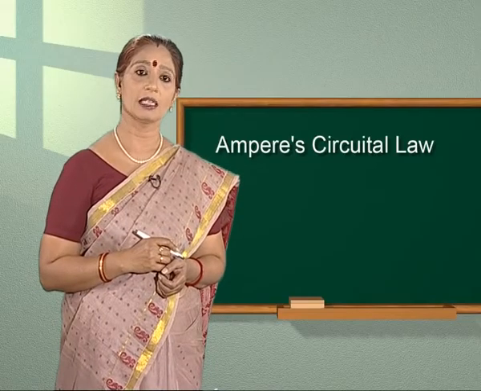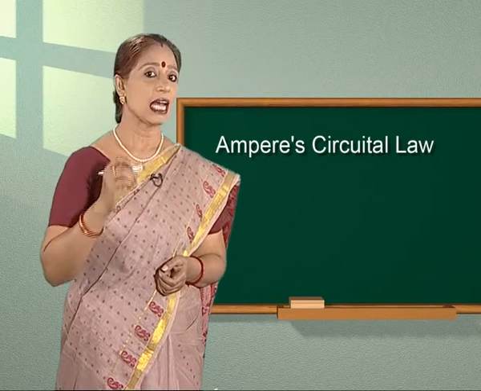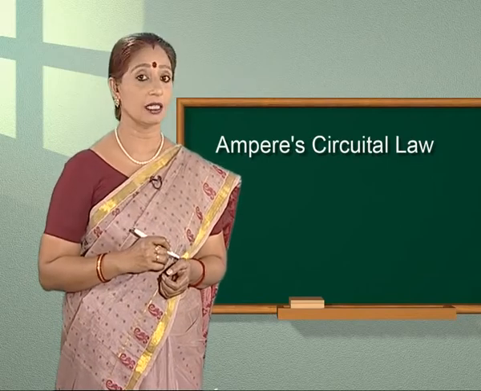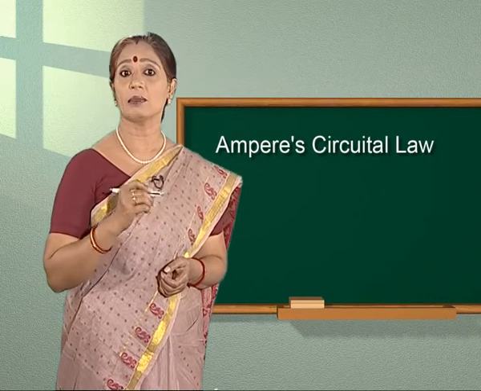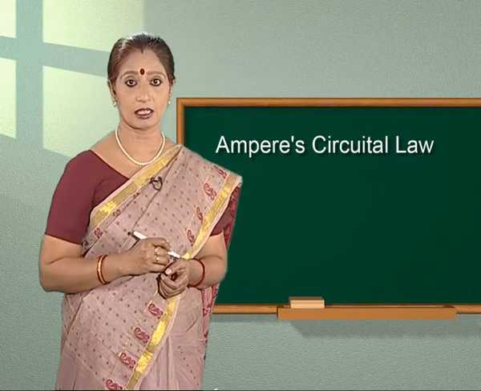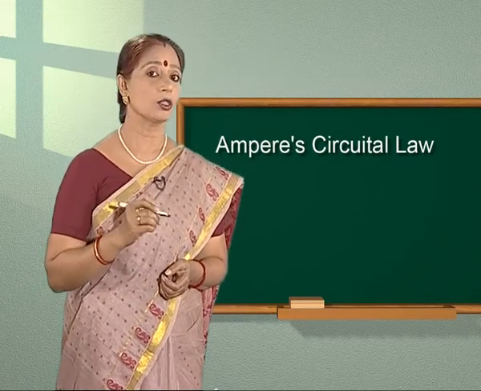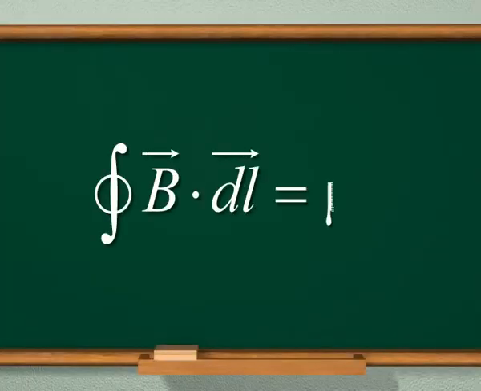On the other hand, if the point P lies inside the current carrying conductor, which is at some distance from the axis of the conductor, then according to Ampere's circuital law, the line integral of magnetic field induction B around a closed path is equal to mu times the total current I threading the closed path, where mu is the permeability of the material of the conductor.